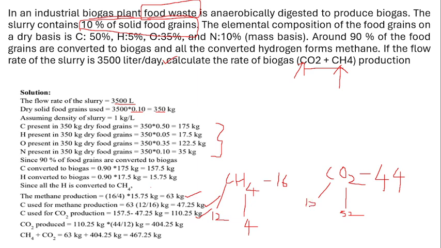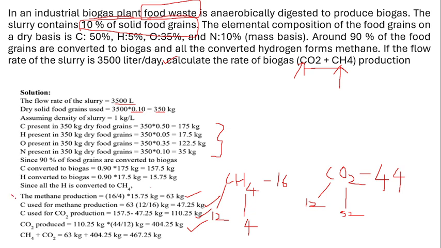So these are the required items. Now we know 110.25 kg of carbon is used for the carbon dioxide production. With 12 kg of carbon, we can produce 44 kg of carbon dioxide. So for 110.25 kg, how much carbon dioxide can be produced? Just multiply 110.25 by 44/12. You will obtain 404.25 kg. This is the amount of carbon dioxide produced.